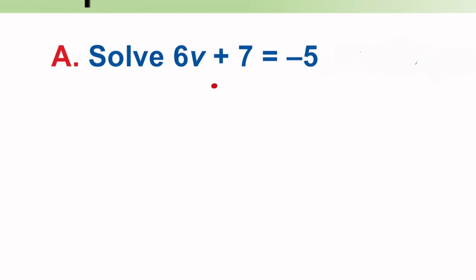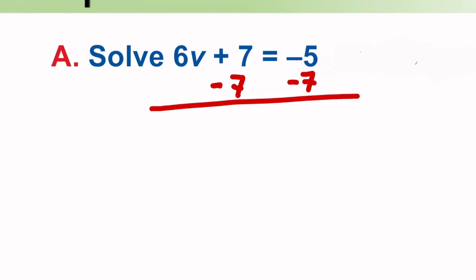So I'm going to do minus 7 here and then minus 7 on the other side. Because once again we have positive 7 minus 7, that's equal to 0, so we can cross it out. We don't need it anymore.